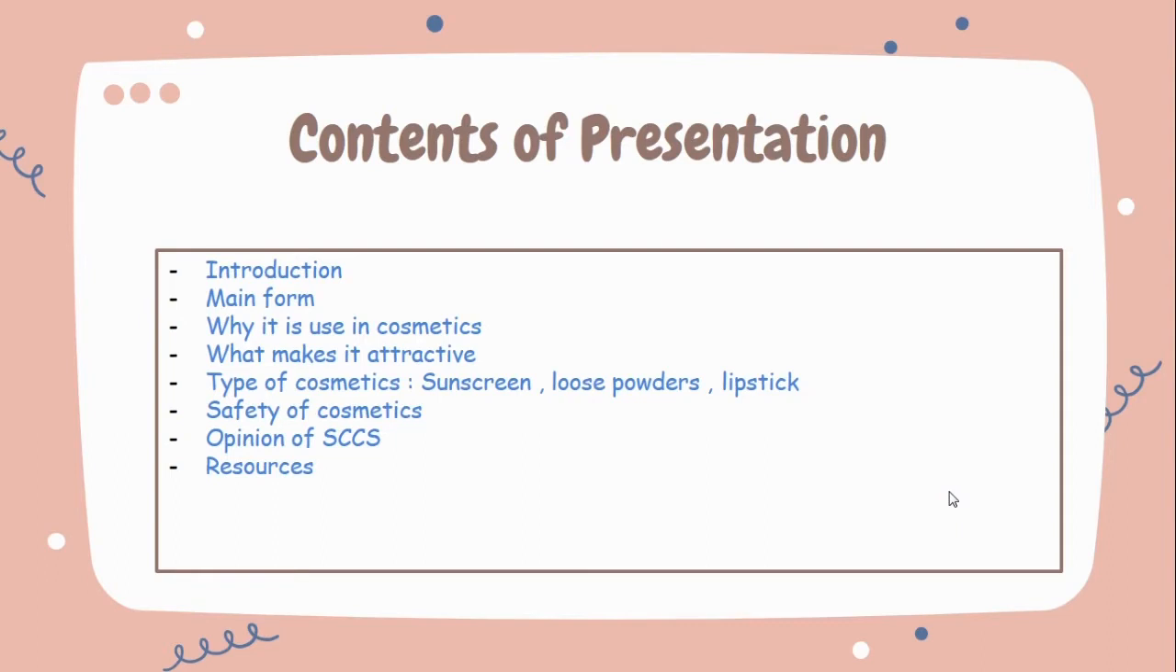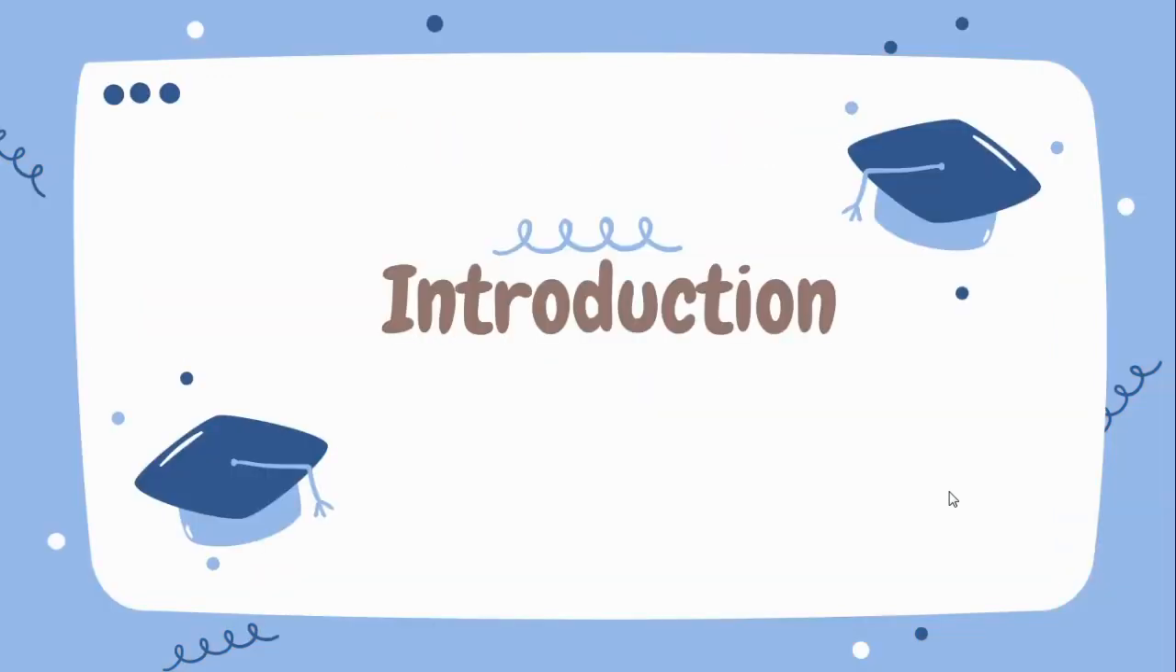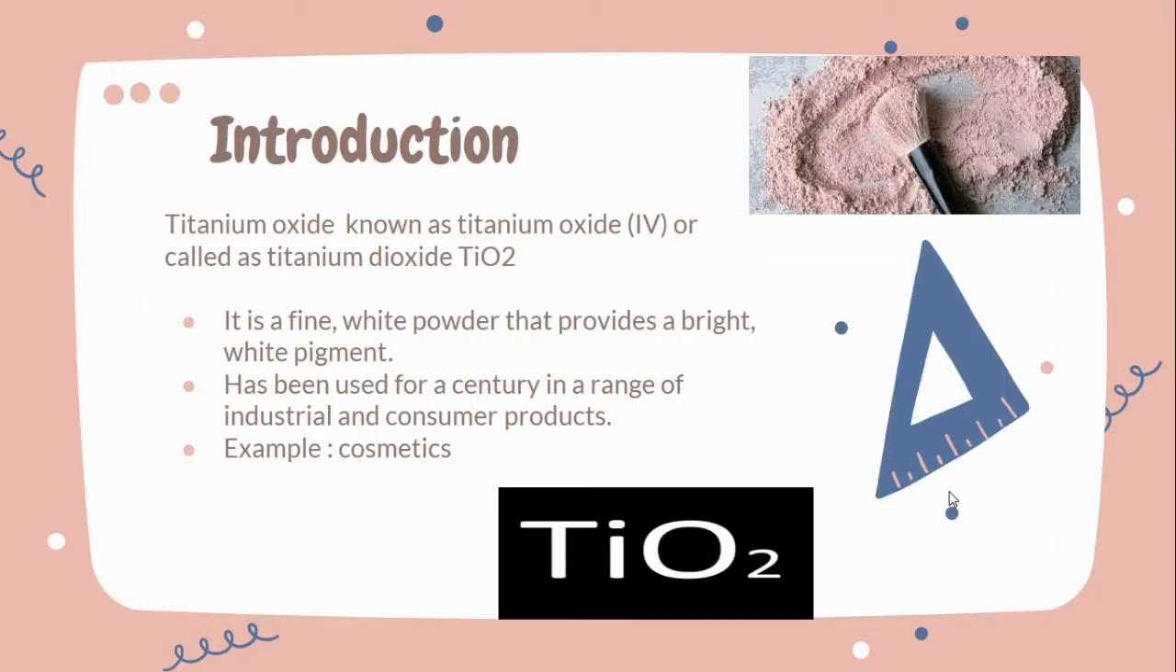And these are the contents of our presentation. We have introduction of titanium oxide, main form of titanium oxide, why it is used in cosmetics, what makes it attractive, type of cosmetics consists of titanium oxide. For example, we have sunscreen, loose powders, lipstick, the safety of cosmetics, opinion of SCCS about titanium oxide, and lastly is resource. For introduction, titanium is the most common element in Earth's crust.